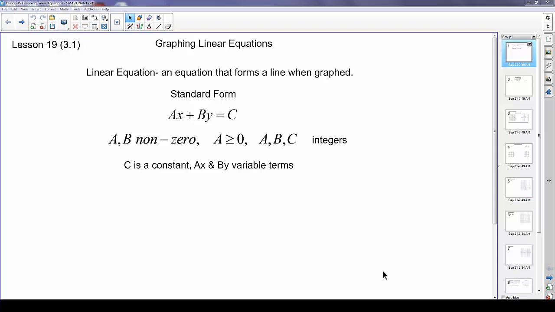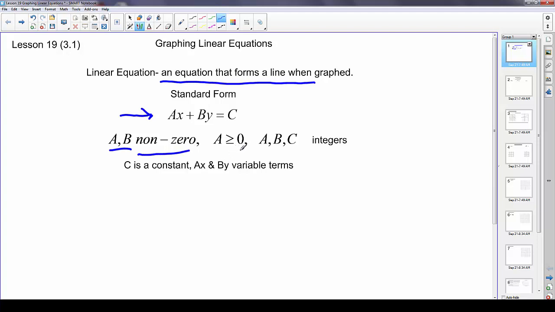Today we're going to talk about graphing some linear equations, and in terms of those equations we're going to talk about graphing straight lines, because that's what a linear equation means. A standard form that those equations typically come in is ax plus by equals c, and we've got some limitations on those kind of things.